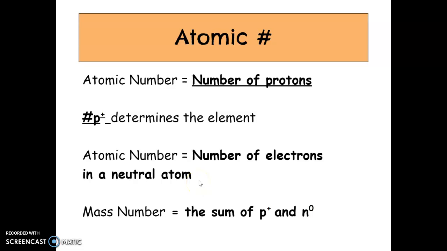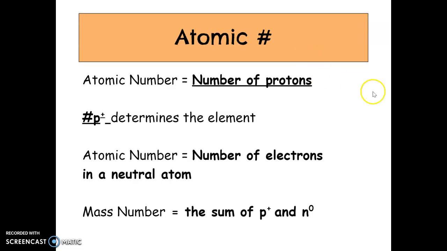In a neutral atom, the electrons will also be equal to the number of protons. And remember, electrons are negatively charged. So in a neutral atom of carbon, 12 electrons, which are negatively charged, and 12 protons, which are positively charged, neutralize each other, so the overall charge of the atom is neutral. So in a neutral atom, the atomic number, the number of protons, will also be equal to the number of electrons in the electron cloud.